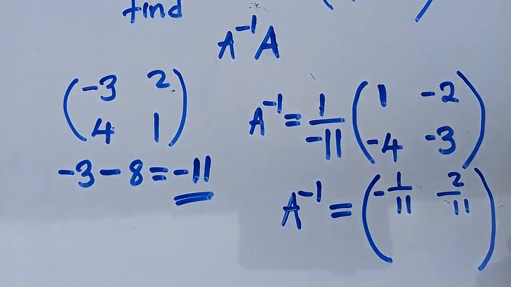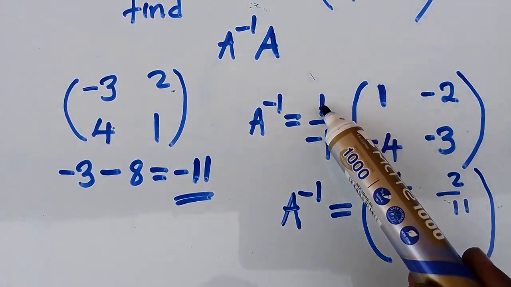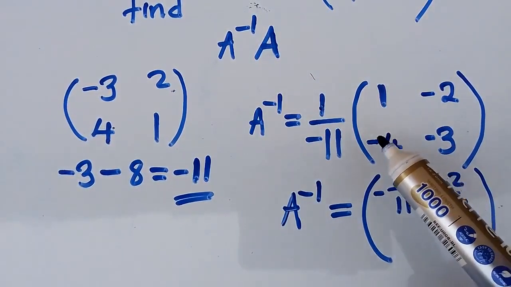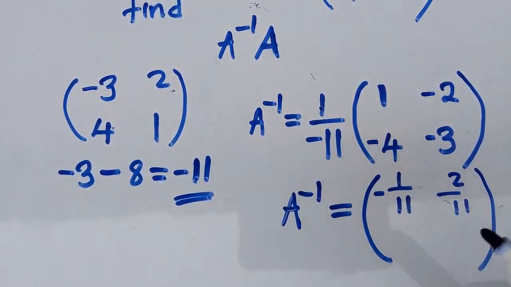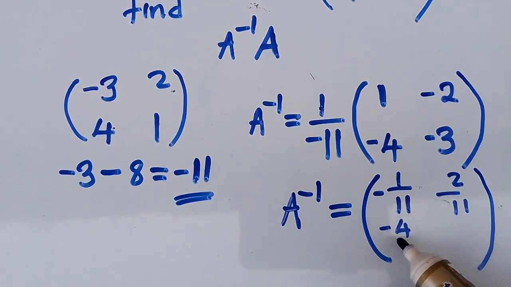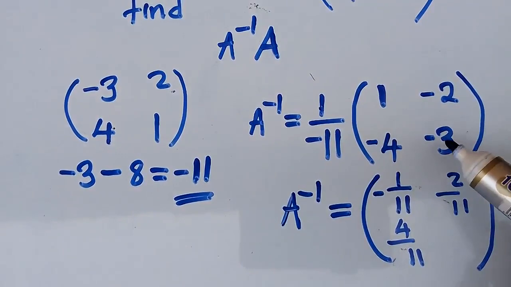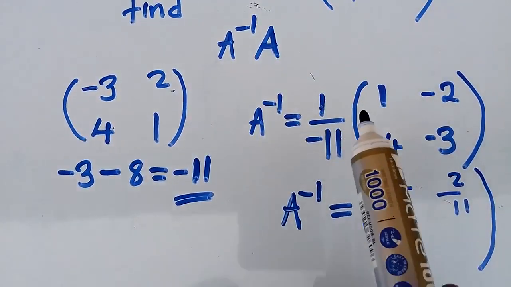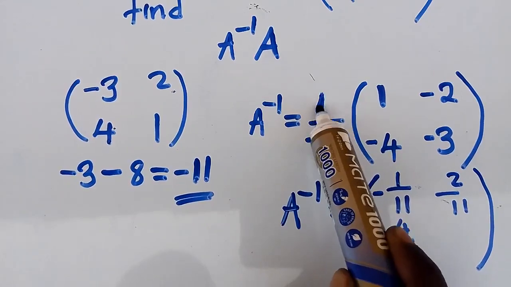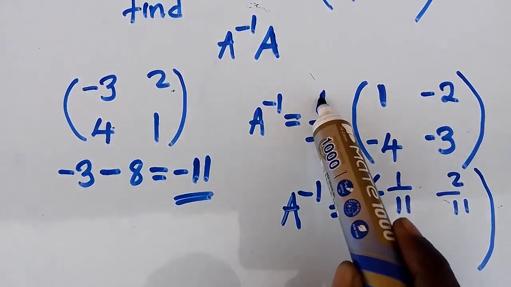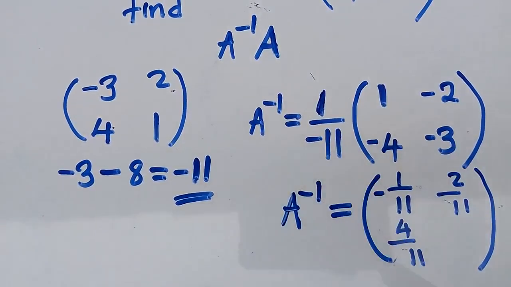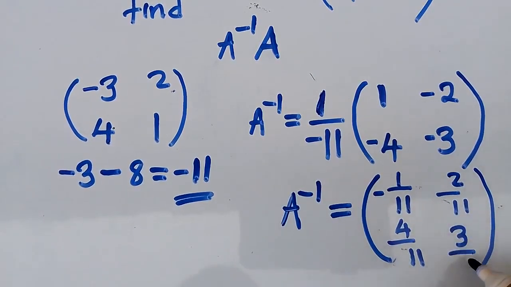I'm done with that part. I move down here. What is 1 times negative 4? I get negative 4 over negative 11. The negatives cancel, so that is 4 over 11. I move to this other one. You always get the one which is on top: 1 times negative 3 is negative 3 over negative 11. The negatives cancel, so that is 3 over 11.